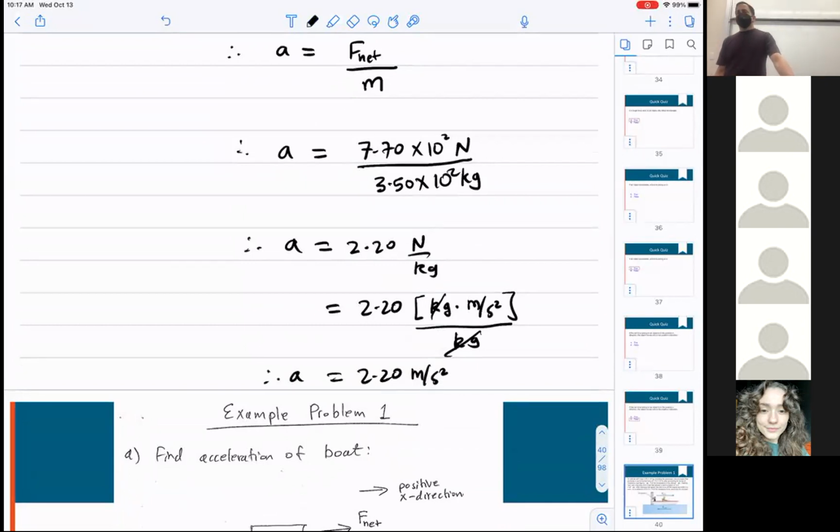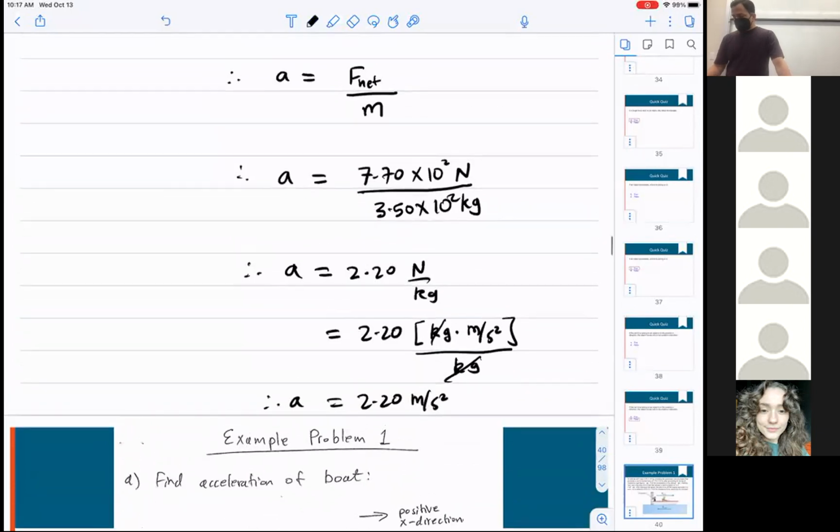Any questions on that? So again, remember that what I'm using here, just to be clear, is that 1 newton is defined to be 1 kilogram times meters per second squared. That is, if you apply 1 newton of force to an object of mass 1 kilogram, it will accelerate at 1 meter per second squared. Any questions on that? No problem.